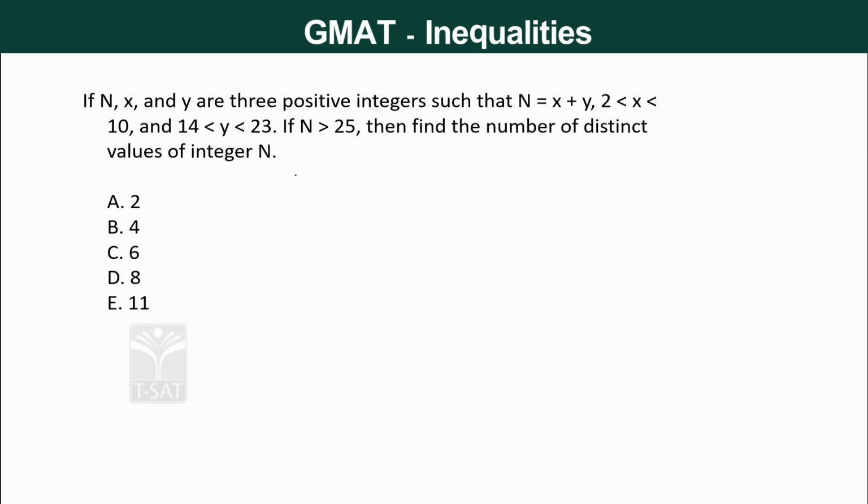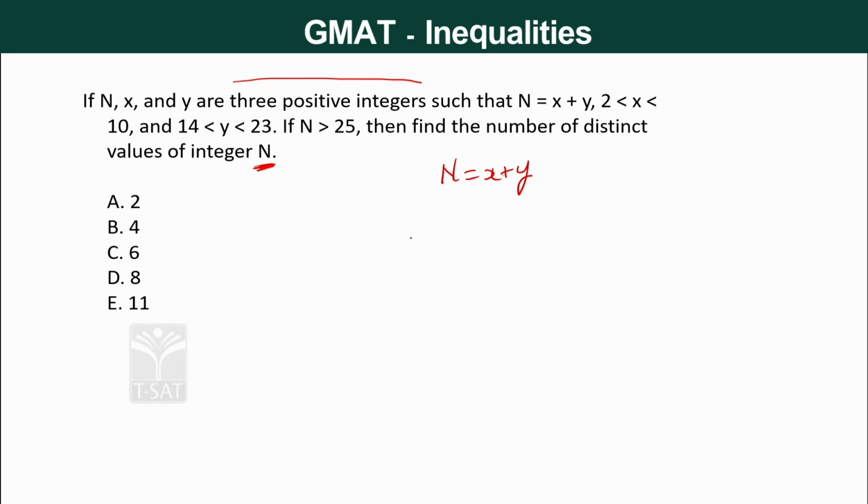If n, x and y are three positive integers such that n is equal to x plus y and 2 is less than x less than 10 and 14 is less than y less than 23, if n is greater than 25, then find the number of distinct values of integer n. Okay, so what is our question telling us? They are saying that n, x and y all three are positive integers, and also that n is equal to x plus y. And we need to find out what distinct values n can take.